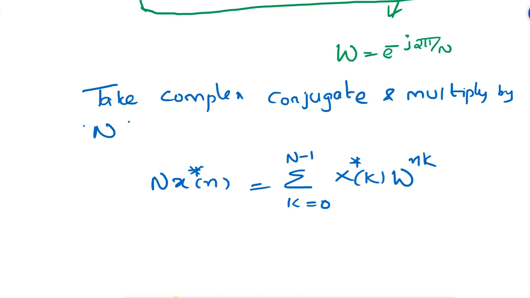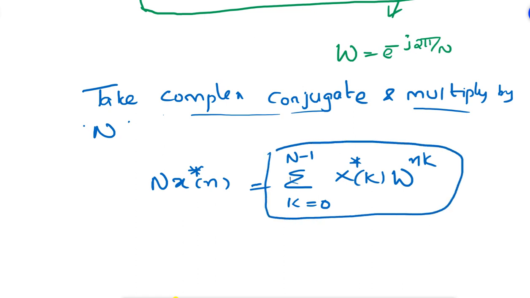So what happens here? This minus can be turned into positive. Okay, so this is one of the important steps: take the complex conjugate and multiply by N. Okay, so afterwards what happens here? The right hand side, this portion.